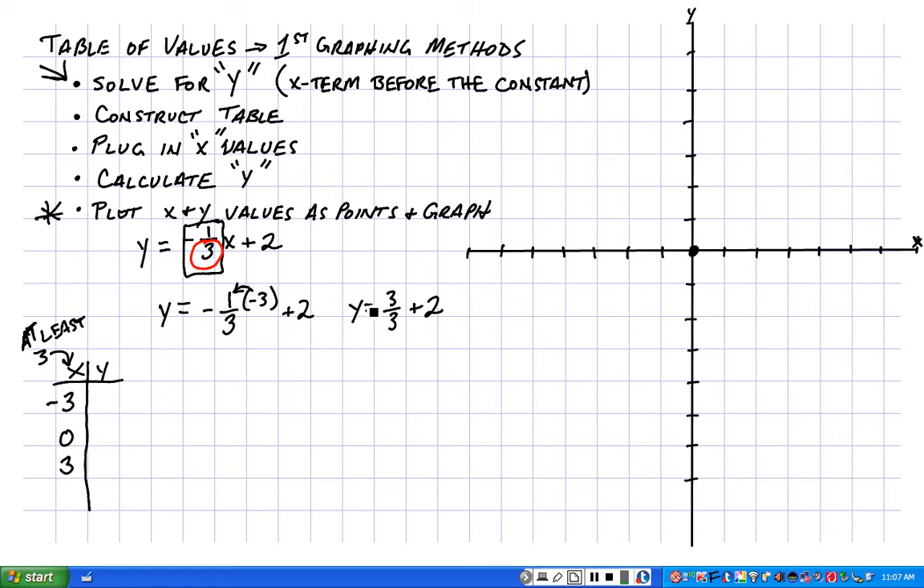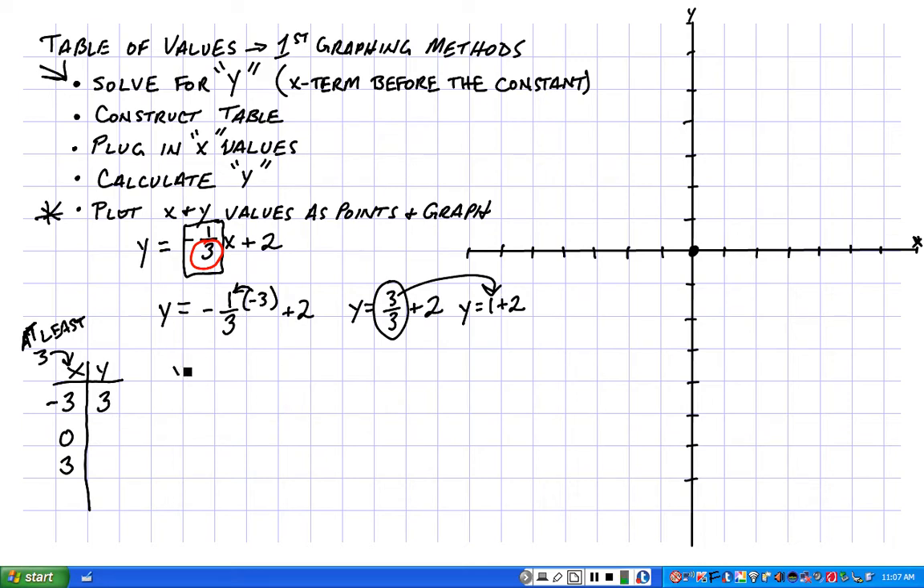Okay, so you have your y equals 3 over 3 plus 2, and we say 3 over 3 is 1. So y equals 1 plus 2, and 1 plus 2 is 3. There you go. So notice, once I plugged in that negative 3, it allowed me to get rid of my fraction. Notice, it turned into a whole number, an integer. Alright, so when I plug in negative 3 for x, y is 3.